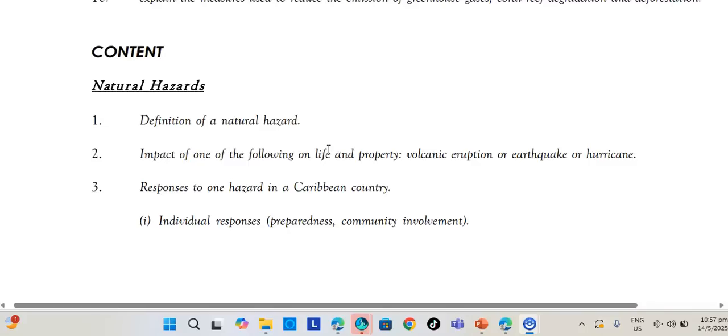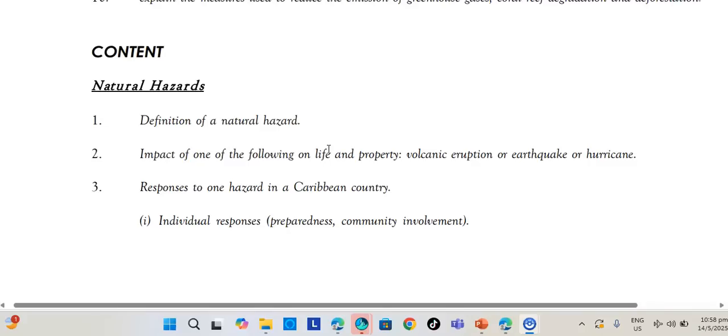How do we prepare for natural disasters? Creating disaster plans at home and school, keeping emergency kits, knowing evacuation routes, practicing drills for earthquakes or hurricanes, building stronger homes in safer locations. Community involvement when there's a natural disaster: neighborhood watch groups help during emergencies, and churches and schools become shelters and aid centers.